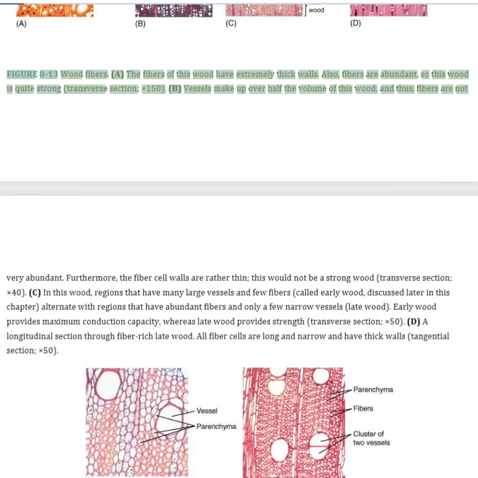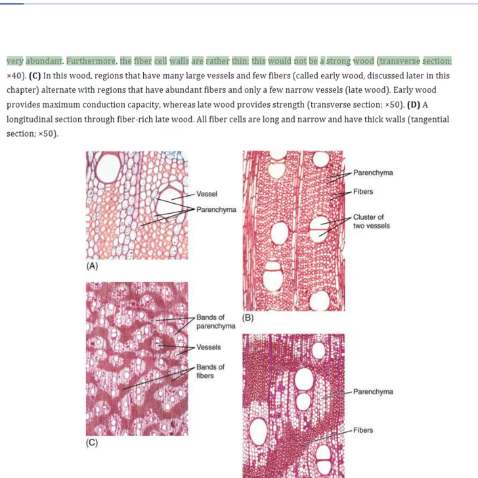Figure 8.13: Wood fibers. The fibers of this wood have extremely thick walls. Also, fibers are abundant, so this wood is quite strong. Vessels make up over half the volume of this wood, and thus, fibers are not very abundant. Furthermore, the fiber cell walls are rather thin. This would not be a strong wood.